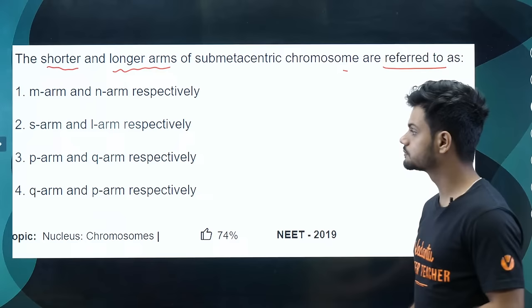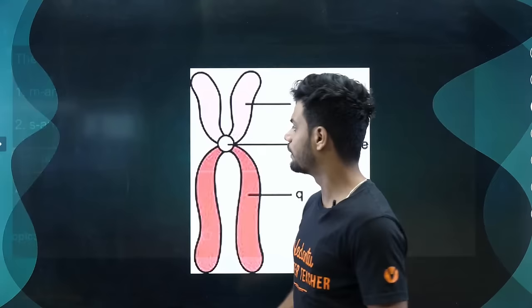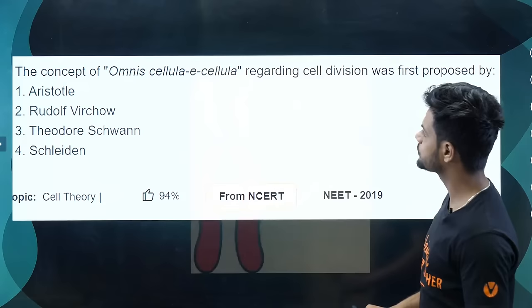The short arm is your P arm, and the long arm is your Q arm. If you look at the diagram here, P arm is your short arm, Q arm is your long arm. Okay? Easy question.